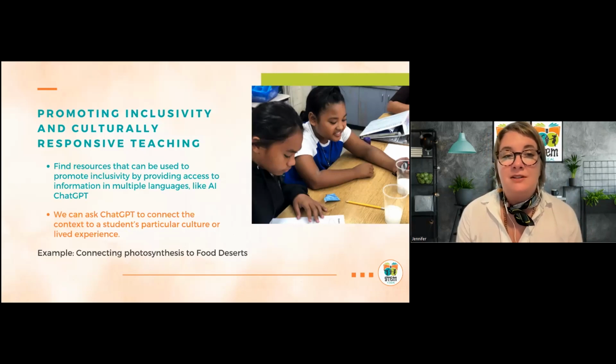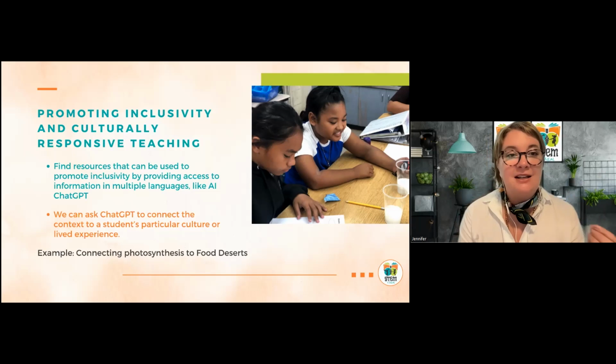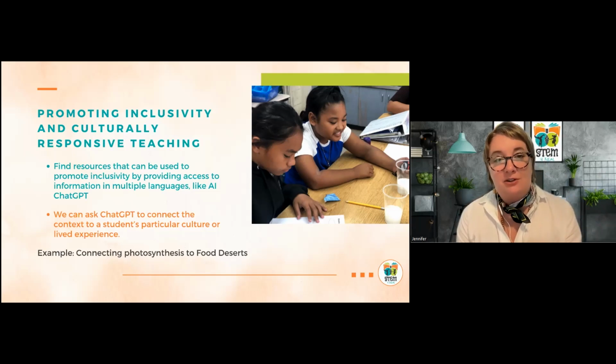And a great way to find resources, and we've had a lot of success with teachers to really help them see the value in planning and taking this extra step, is building in ChatGPT, like AI. It's making life more efficient, and we're able to spend the time on other things. So we can use ChatGPT to really connect the context of a student's particular culture or lived experience.